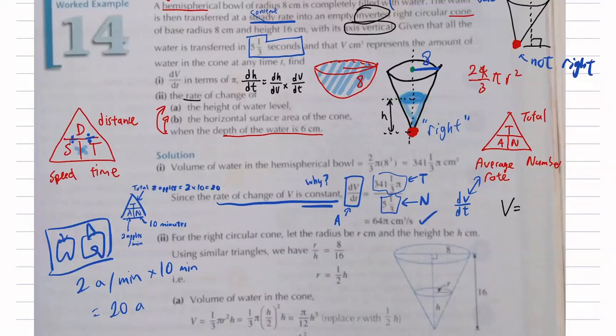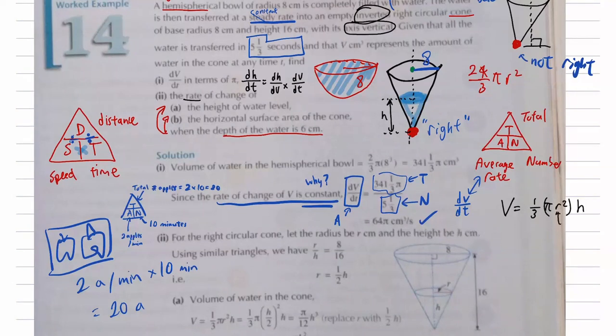2/3. Wait. 4/3 pi r square. Oh no. Wait. 1/3 pi r square. Pi r square is area only, cm square only. We want cm cube, times the height. Very good. Okay, good. What do you notice?